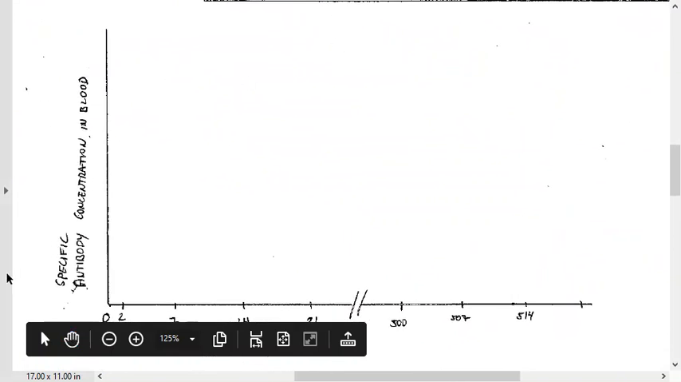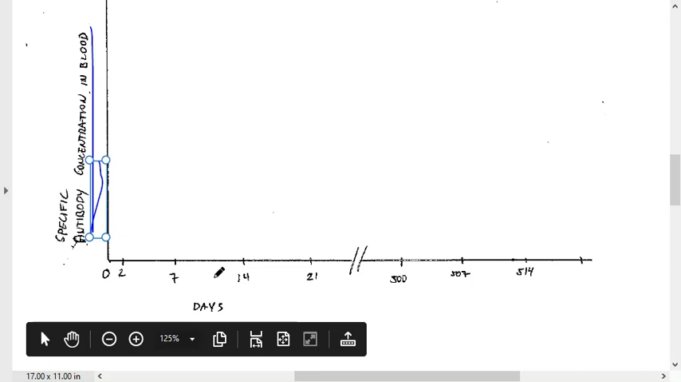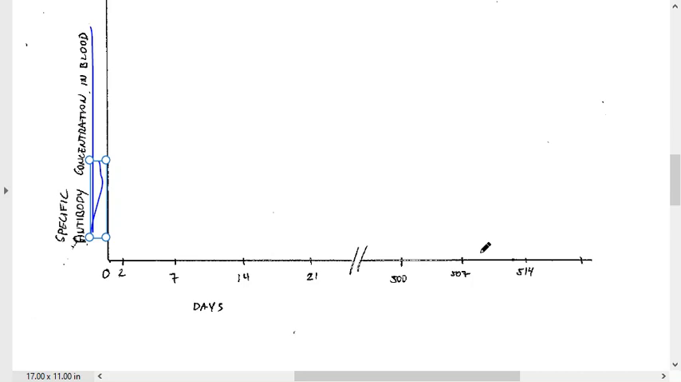On the y-axis, we have the antibody concentration in the bloodstream, and on the x-axis, we have time in days. So essentially, let's just talk about chickenpox for this example. Chickenpox is something I had. You probably have a vaccine for it, which we'll talk about in a second.